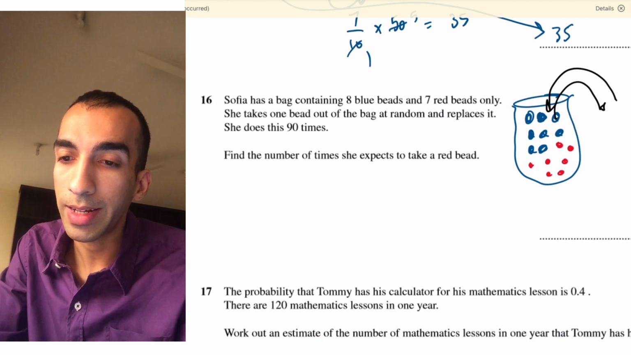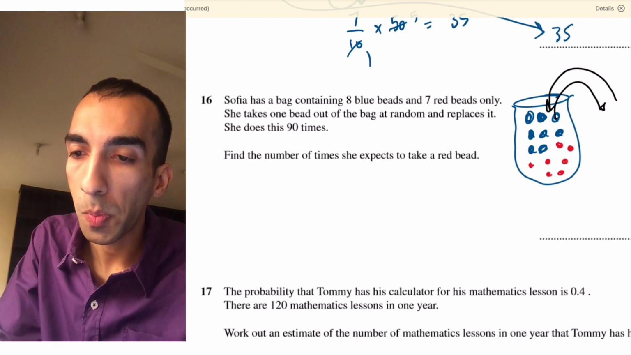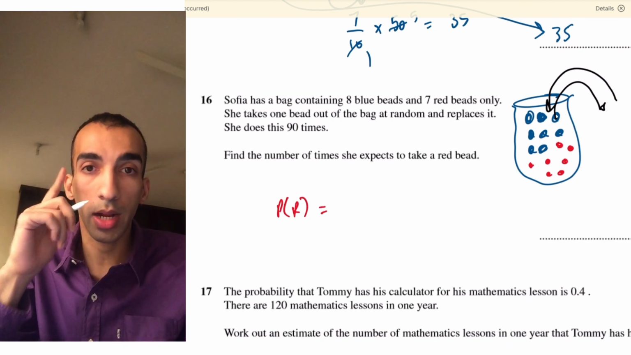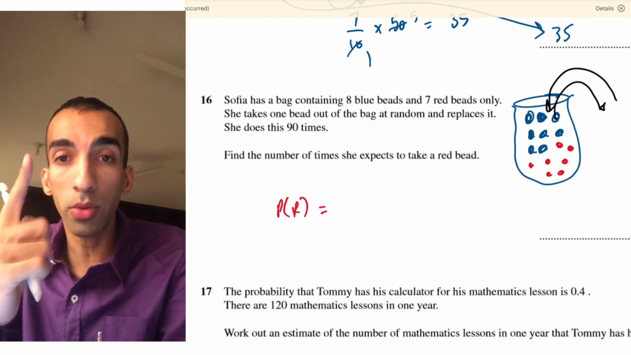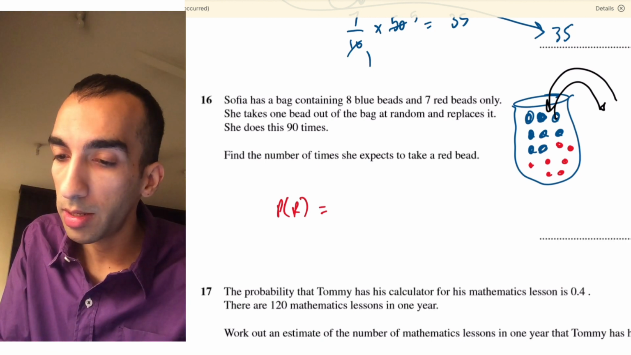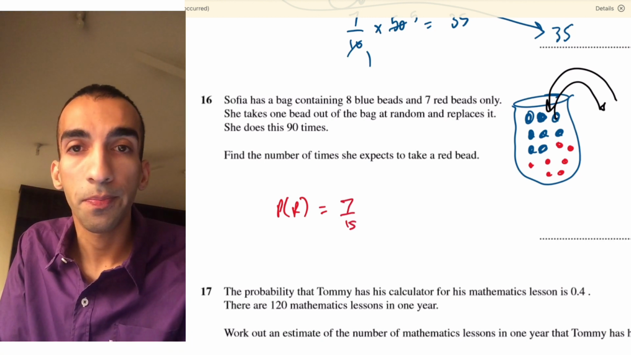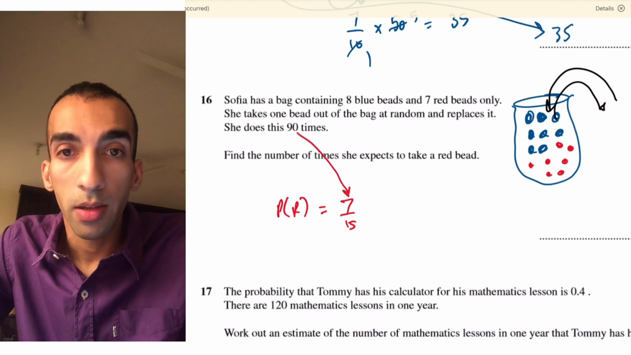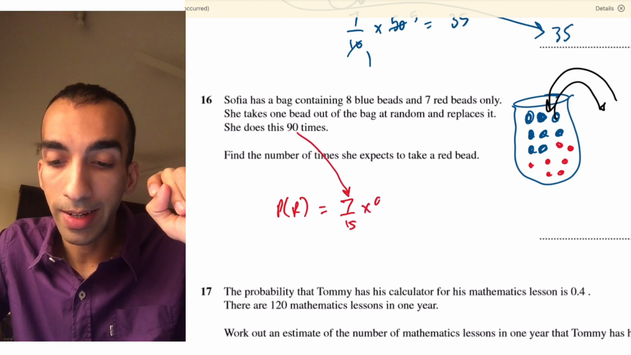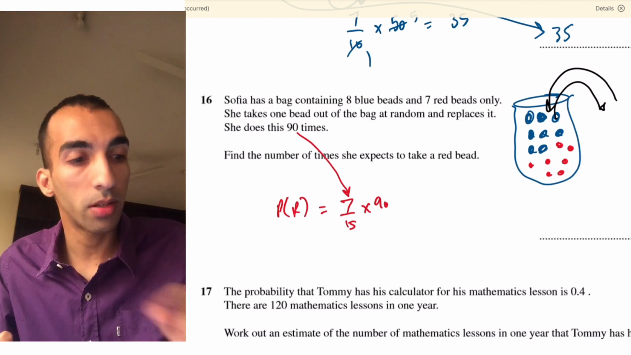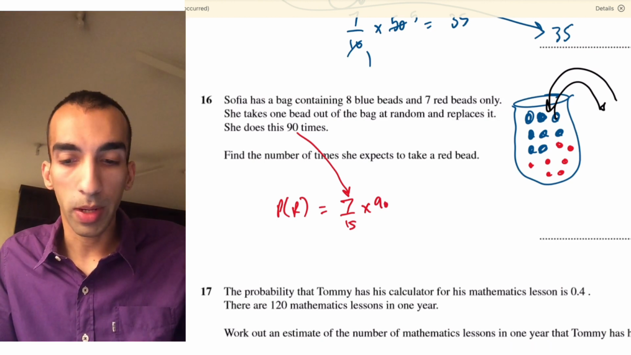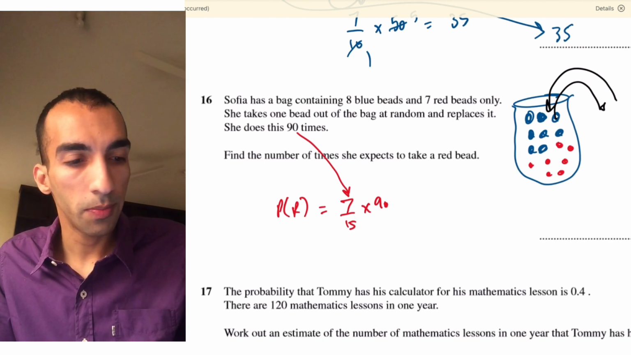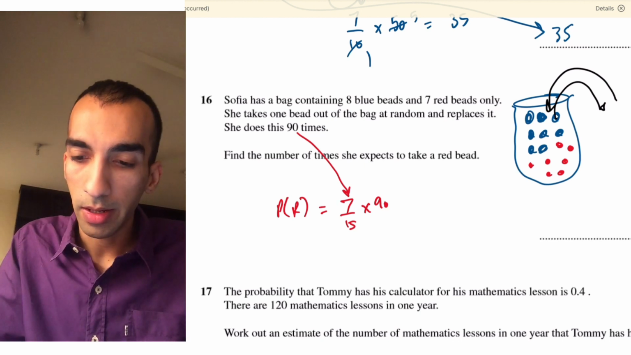The probability of selecting a red bead at one particular attempt is 7 out of a total of 15. That's the probability of selecting a red bead. Simple. If she does this 90 times, you simply multiply it with 90. This is a similar concept which we've been applying in the past. 7 divided by 15 times 90 gives us 42.